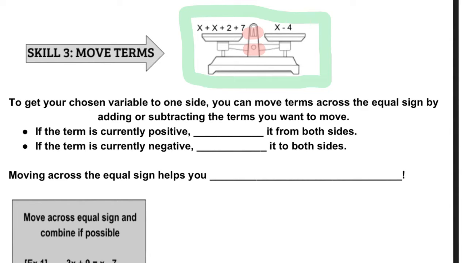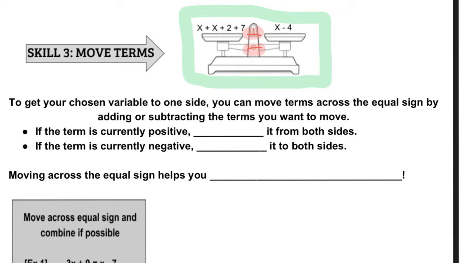So sometimes when we have this equation or this balance, we have similar terms or common terms on opposite sides. So if they were all on the same side, we would want to combine the x's together and we'd want to combine the numbers together, those integers. However, some of them are separated by that equal sign. So this video is going to teach you how to move them.